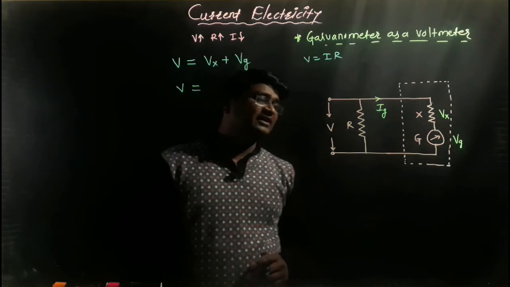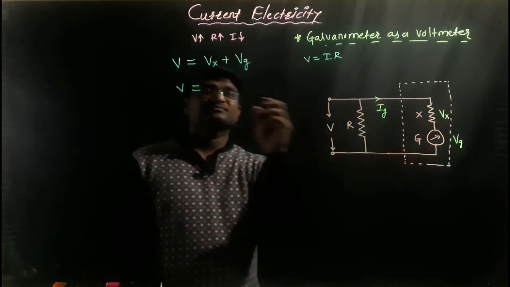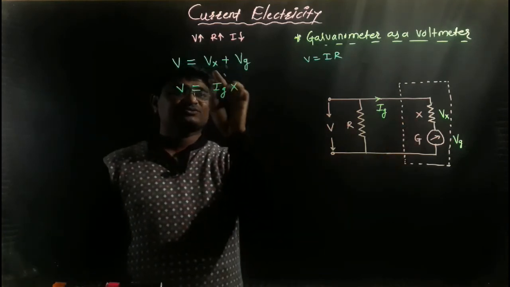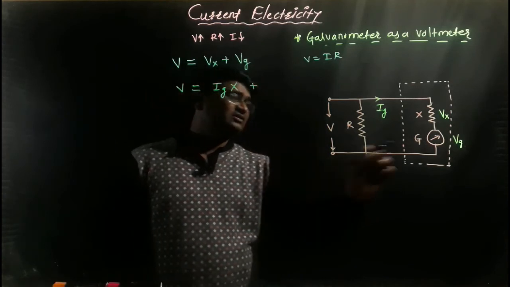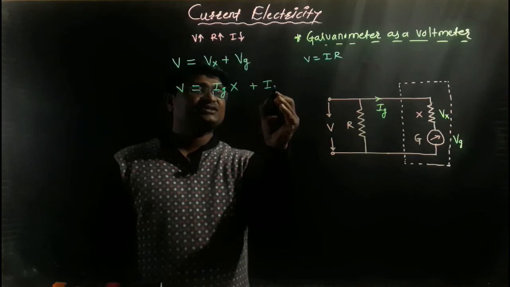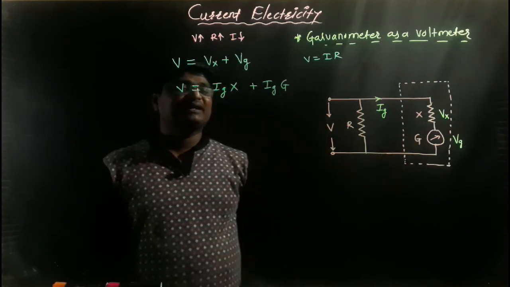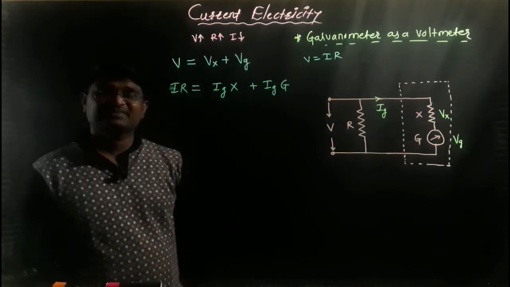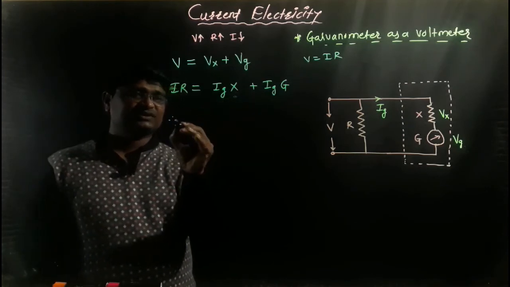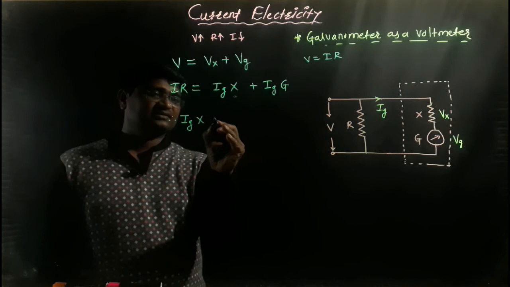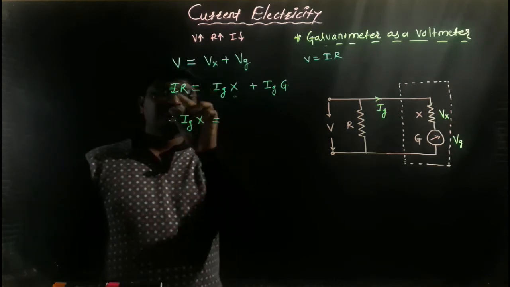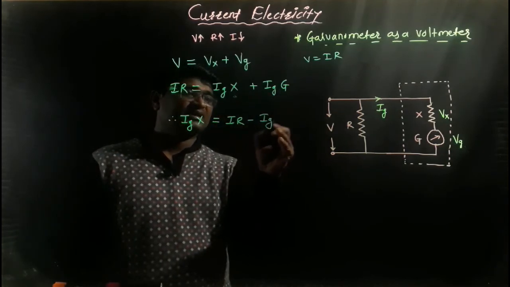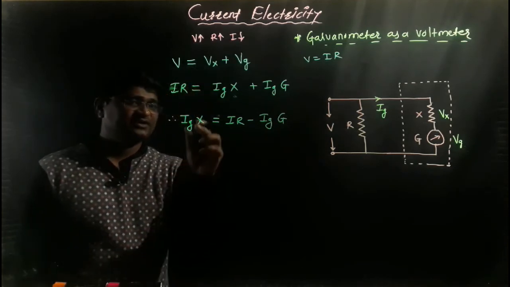So what is the value of Vx? The electric current is denoted by Ig and the resistance by X, so Vx is Ig times X. Then Vg: the current is also Ig and the resistance of the galvanometer is G. So V is equal to IR, and to find X, taking Ig X outside, we get Ig X equals IR minus Ig G.